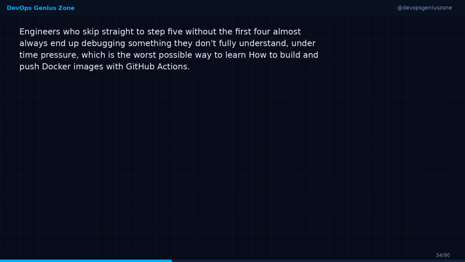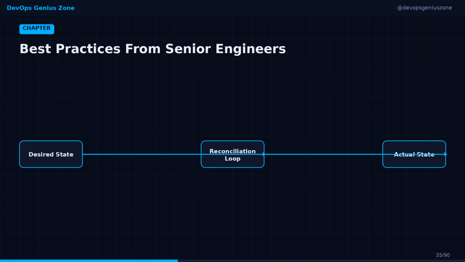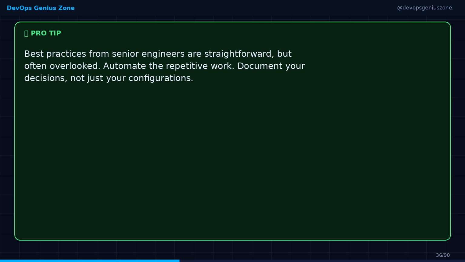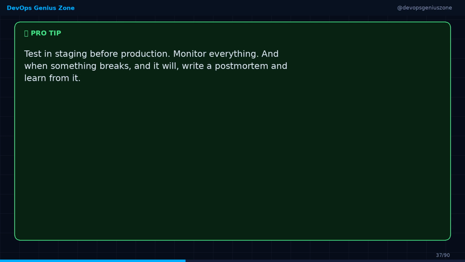Automate the repetitive work. Document your decisions, not just your configurations. Test in staging before production. Monitor everything. And when something breaks, and it will, write a postmortem and learn from it. One of the most effective habits with how to build and push Docker images with GitHub Actions is to always ask, can I undo this in under a minute? If the answer is no, you need a better rollback plan. I also recommend setting up a dedicated runbooks repository with step-by-step recovery procedures for how to build and push Docker images with GitHub Actions specifically.